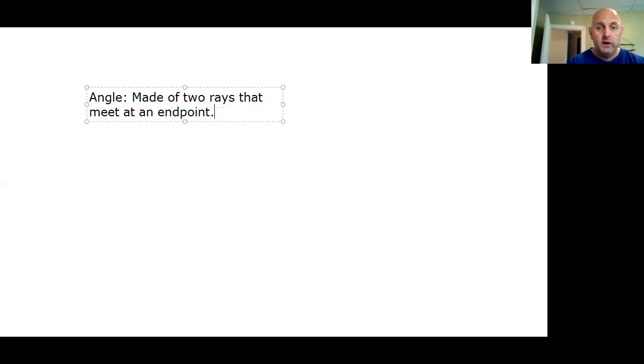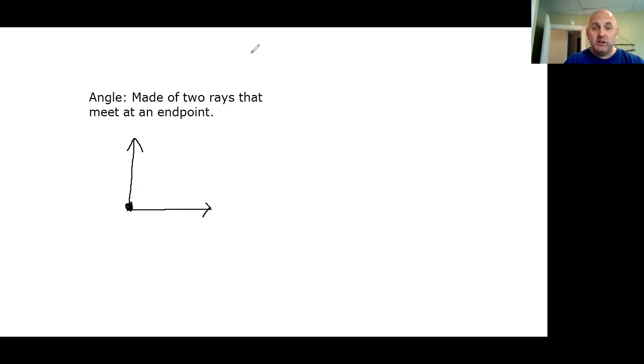So an angle starts with two rays that meet at an endpoint. So if I draw it, it looks something like this. We have a ray which has an arrow, which means that would go on forever in one direction. It would end at an endpoint. And then you would have another ray attached to that endpoint.